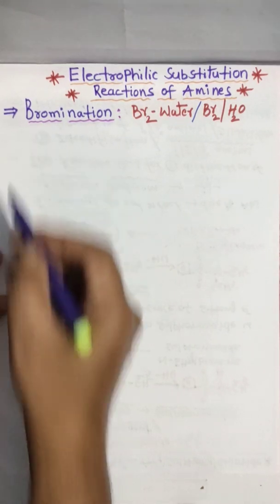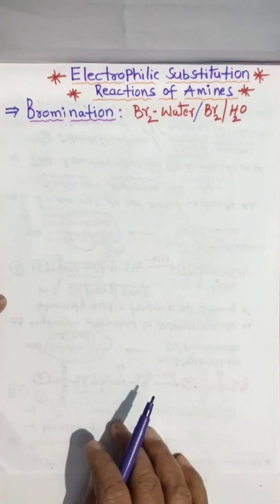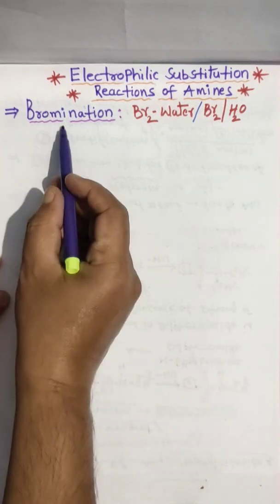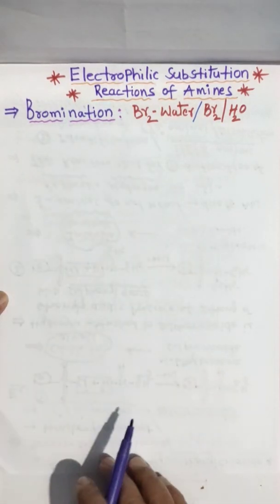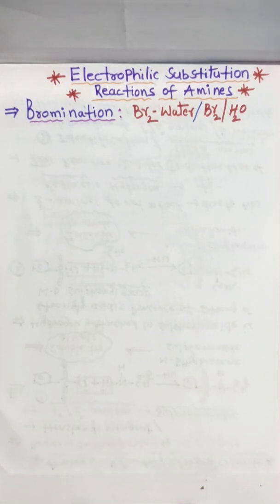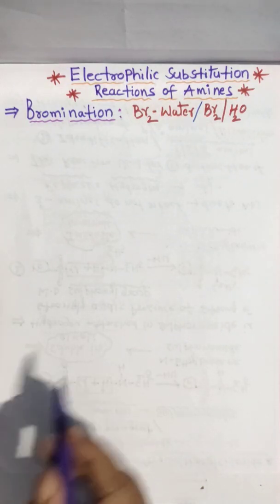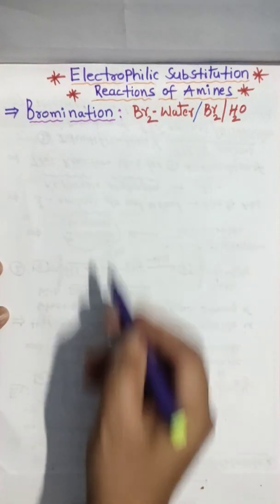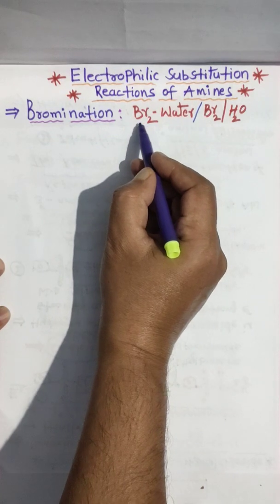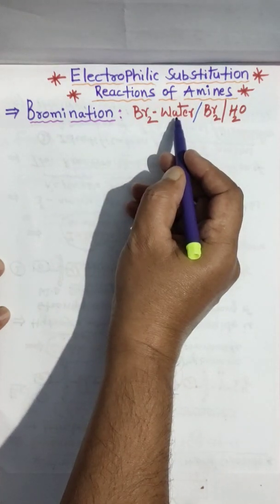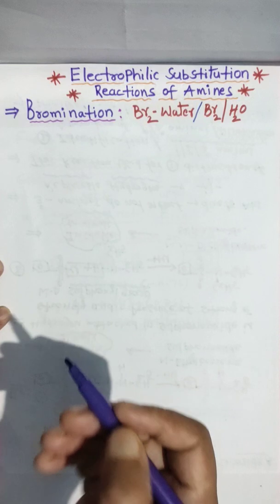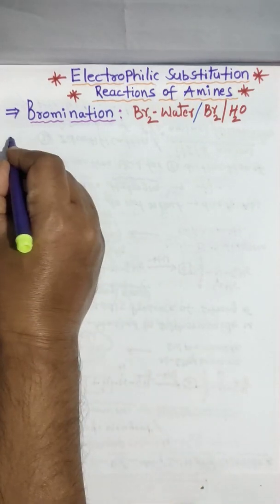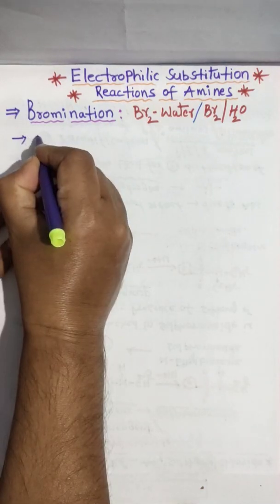See, bromination, you already learned chlorination, addition of chlorine. Similarly, bromination is nothing but addition of bromine. Here we are taking aromatic amines. Aniline reacts with bromine water. Bromine water, this is very important. Bromine water only we have to take. Aniline reacts with bromine water at room temperature.